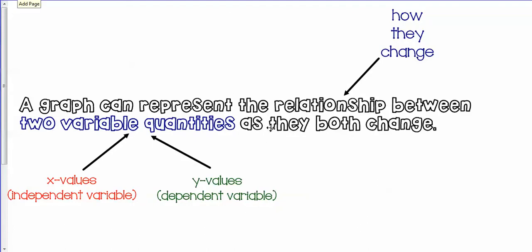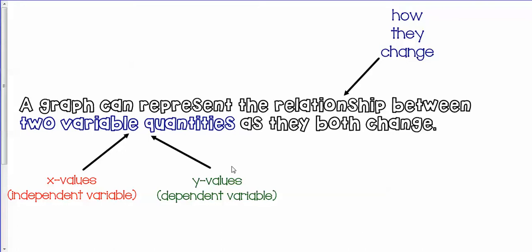So here are some terms that you've heard before, independent variables and dependent variables. What the graph does is it can represent the relationship between two variable quantities. Now let's stop here. Relationship, we're talking about how they change. And with variable quantities, we're talking about things that can change. So if you are working at the Dairy Queen, the things that are going to vary are how many hours you work and how much money you make.